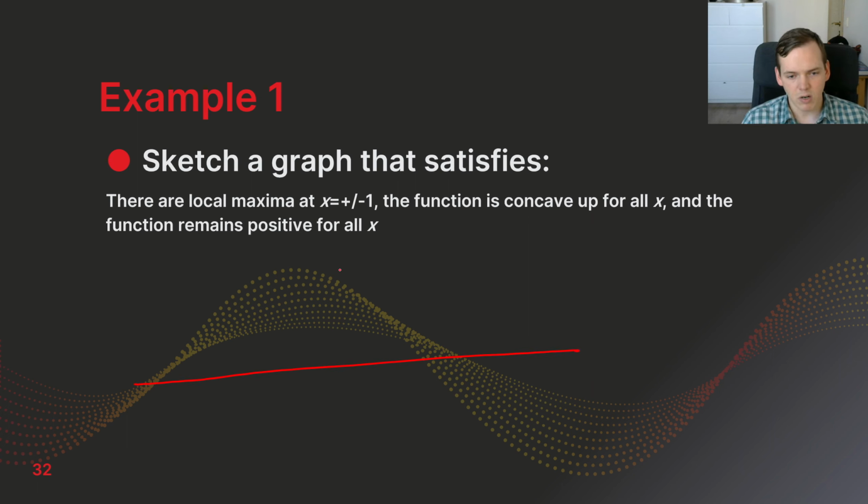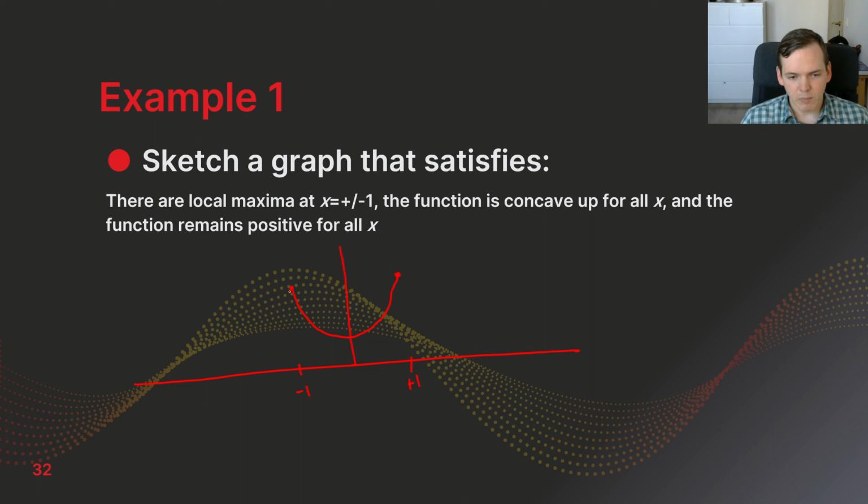So we need to start with some sort of diagram. And if it's going to have a local maxima at x equals plus or minus 1, I'm just going to label those points in right here. So let's call this minus 1 and call this plus 1. Now if it's concave up for all of x, that means we have to have something like this in between, because it's got to be getting bigger, it's got to be a smiley face, and it's got to reach a maximum at these 2 points.